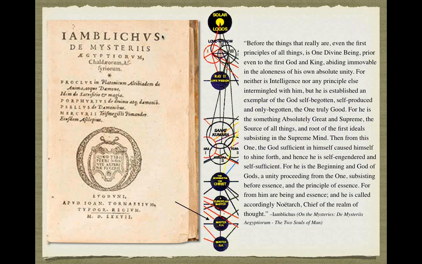Then from this one, the God sufficient in himself, caused himself to shine forth, and hence he is self-engendered and self-sufficient. For he is the beginning and God of gods, a unity proceeding from the one, subsisting before essence, and the principle of essence. For from him are being and essence, and he is called accordingly Noetarch, chief of the realm of thought.